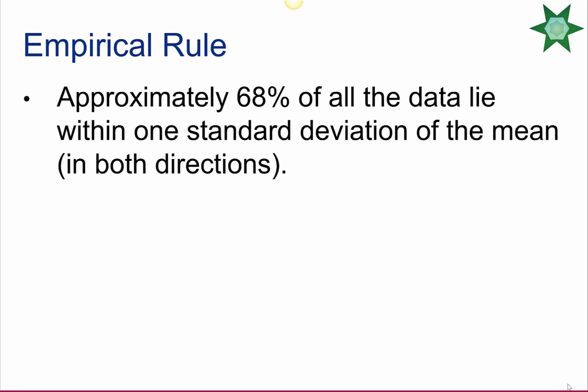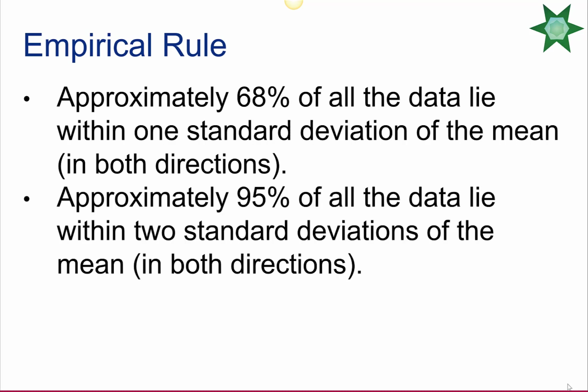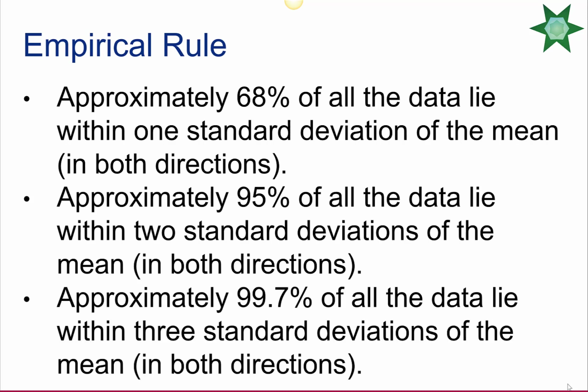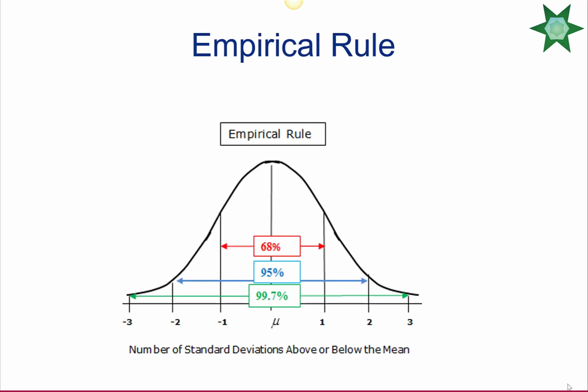The empirical rule tells us in a normal distribution, about 68% of the data will lie within 1 standard deviation of the mean in both directions. Approximately 95% of the data will lie within 2 standard deviations of the mean in both directions. And approximately 99.7%, or basically all the data, will lie within 3 standard deviations of the mean in both directions.